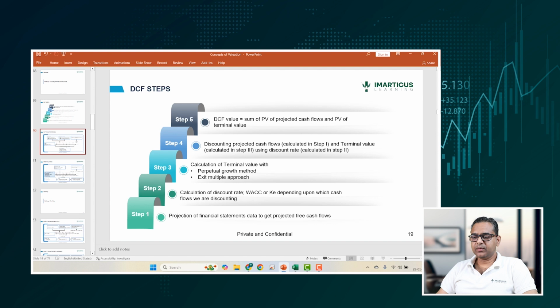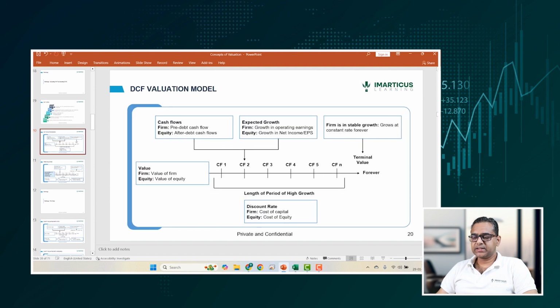To look at it more graphically, let's discuss this. This is how DCF valuation model is working. We want to calculate the value of the firm in today's terms. So here we are standing and we are looking at projected free cash flows for the explicit forecast period. We have projected the free cash flows during the end of period 1, period 2, period 3, 4, 5 till n. This is the length of the period of high growth.